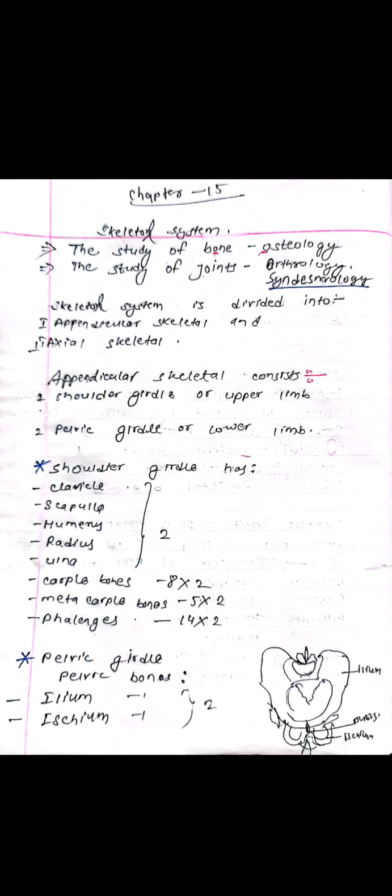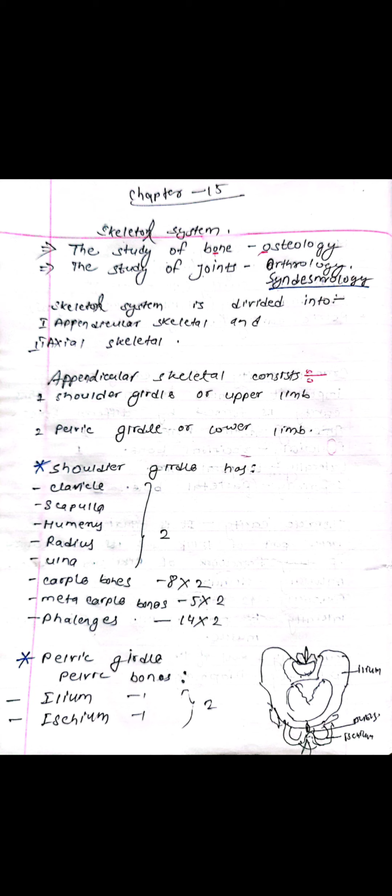Skeletal system. The study of bone is called osteology. The study of joints is called arthrology or syndesmology. The skeletal system is divided into the appendicular skeleton and the axial skeleton. The appendicular skeleton consists of the shoulder girdle or upper limb, and the pelvic girdle or lower limb.